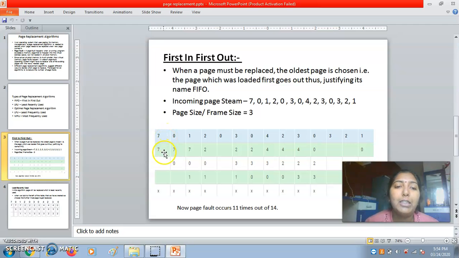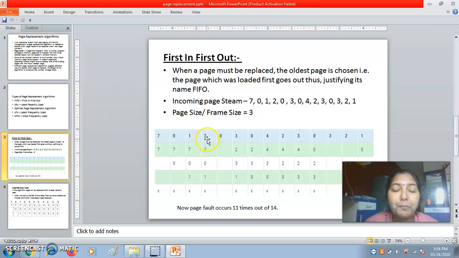So initially the 3 frames are free, and when we receive the page reference 7, it is considered as one page fault and it is placed in the first frame. Similarly, the second page reference, that is 0, is placed in the second frame and is also considered as one page fault. And the third page reference 1 is not there in the frames, so it is considered as one page fault and it is placed in the third frame.